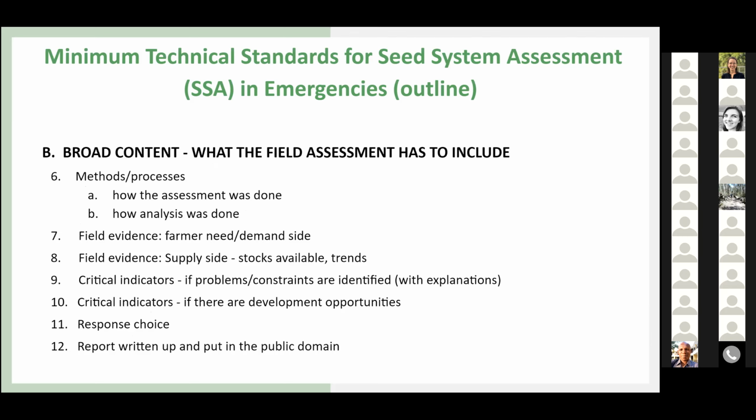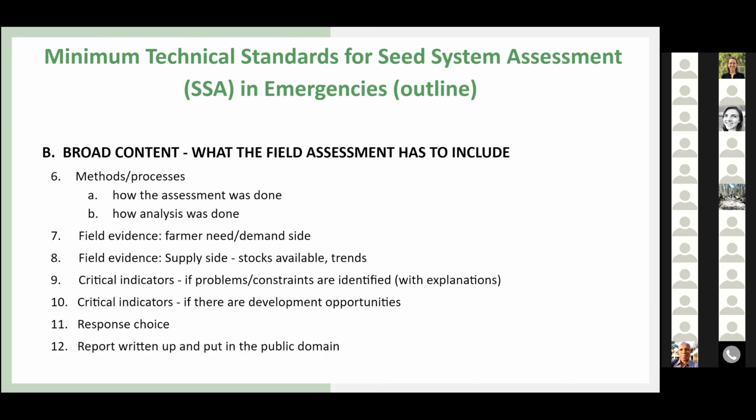Then in the content, there's another set from 6 to 12. What were the methods or processes? How was the assessment done? How was the analysis done? The field evidence: what evidence do you have for farmer need or demand? The field evidence from the supply side: stocks from which channels? Remember last session, we spent a lot of time on demand and supply. So you have a sense of what goes in that content of the assessment.